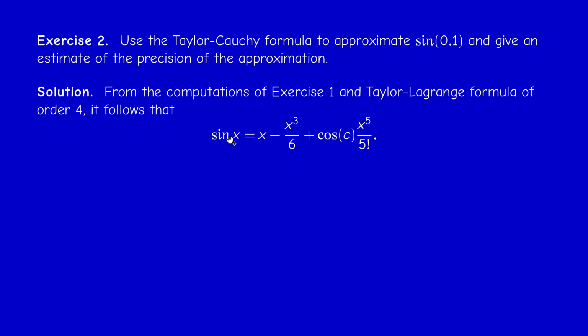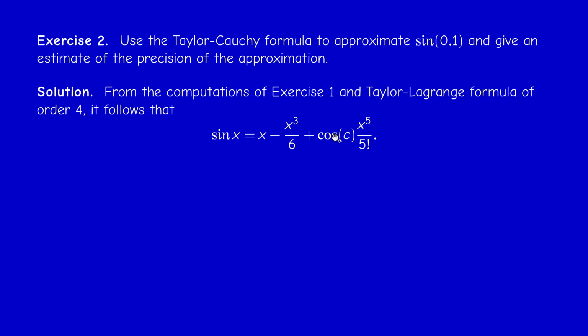So we write Taylor-Lagrange to order 4, excuse me. Okay, so the remainder is something of x^5. Here there's no x^4 because the fourth derivative of sine is sine, so at 0 it's 0. So this is the Taylor-Lagrange formula of order 4, right? So the remainder is, of course, I can write sine c x^4 over 4 factorial, but this is better actually.